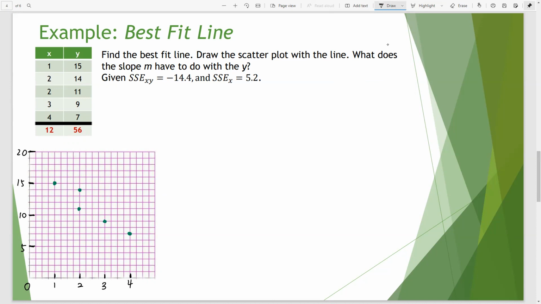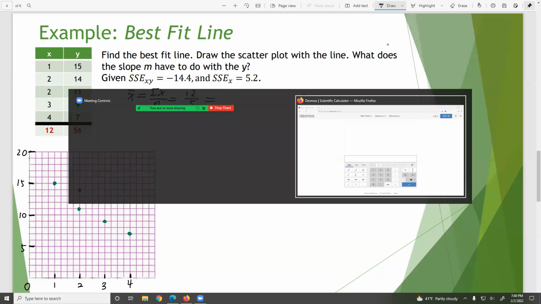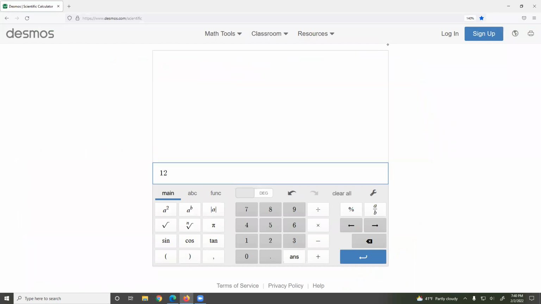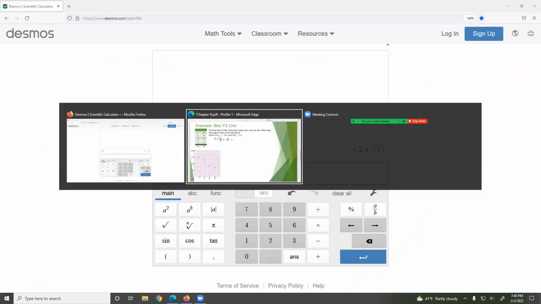So now we need to find the equation, right? We have x bar, y bar, we have m to find, we have b to find. So first of all, we do x bar and y bar. X bar is sum of x over n. That is 12 over 5, and you can use a calculator. 12 over 5 is 2.4.